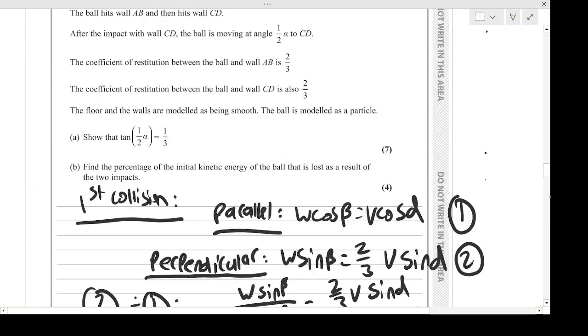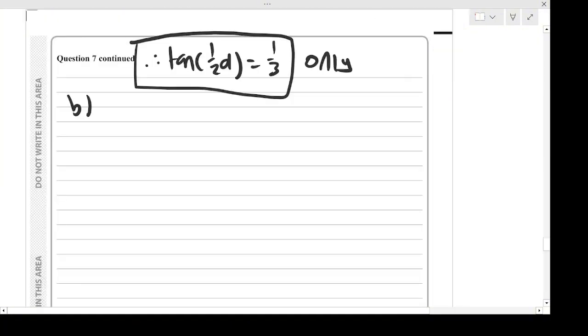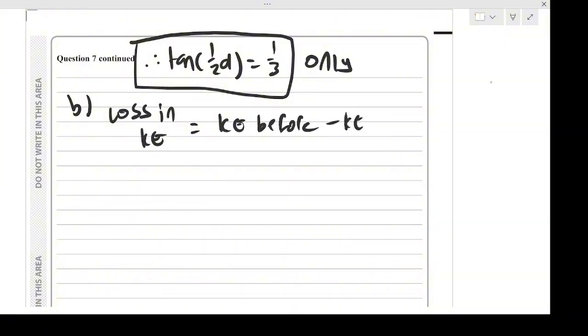So then in part B, it says to find the percentage of the initial kinetic energy of the ball that is lost as a result of the two impacts. Okay, so now it wants me to find basically the loss in kinetic energy, or the percentage loss in energy. So the formula we use to find the loss in kinetic energy in collisions is always the kinetic energy before take away the kinetic energy after.